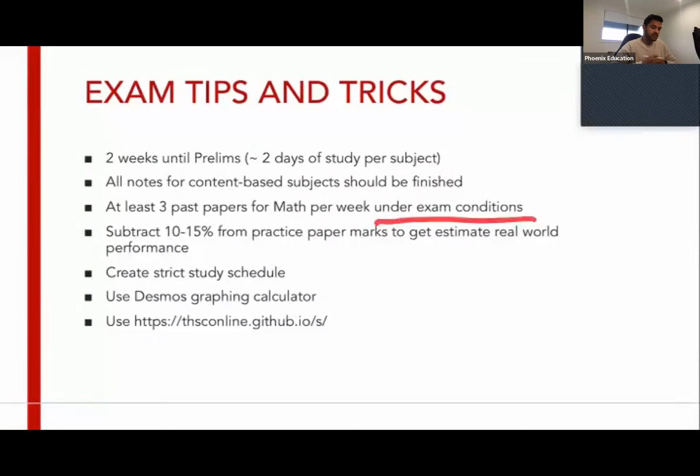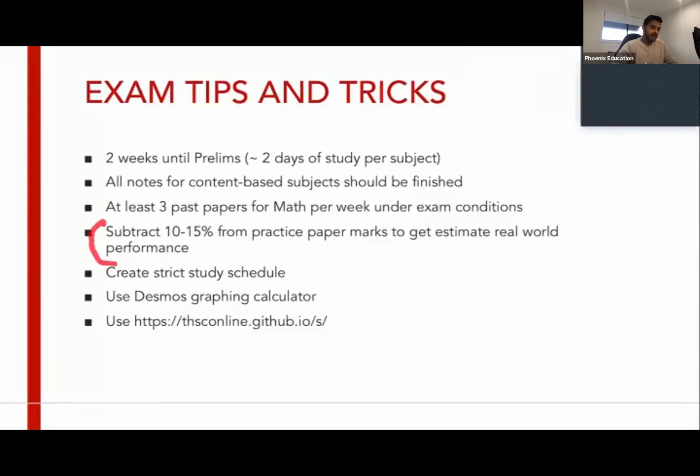Now, you should be doing these under exam conditions. So sit down and take 2 hours. That's usually how long the prelim exams are. And try to see if you can solve the whole paper within those 2 hours. And then afterwards, you should mark your paper and see how you went.